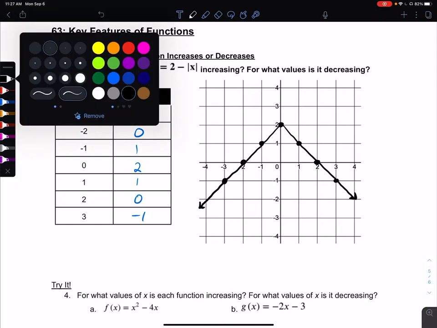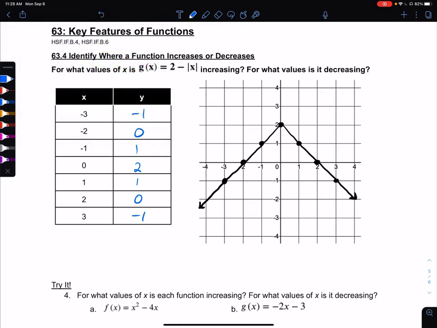Okay, so now we can actually get to the questions. For what values of x is it increasing and when is it decreasing? Increasing is when the graph goes up from left to right. What does that mean? We look at our graph, and is it going up? Well, part of it is. Decreasing would be going down from left to right. Think of it as reading, and ask yourself, is the graph going up? Are my y values increasing? Or is it going down? Are my y values decreasing?